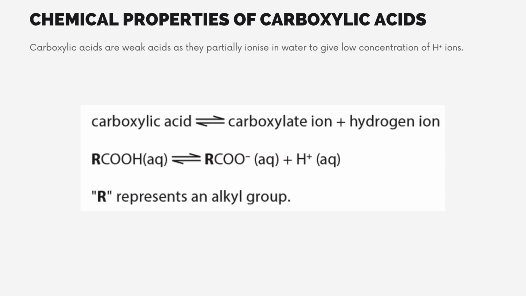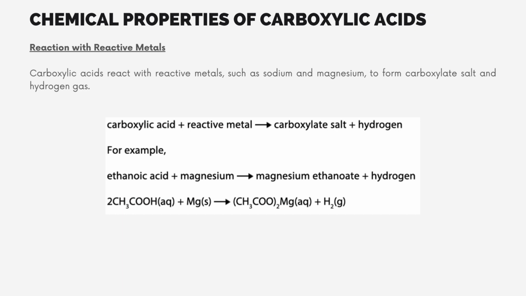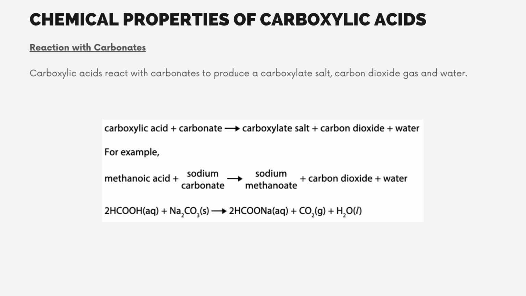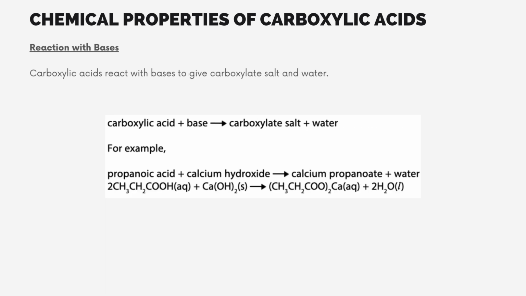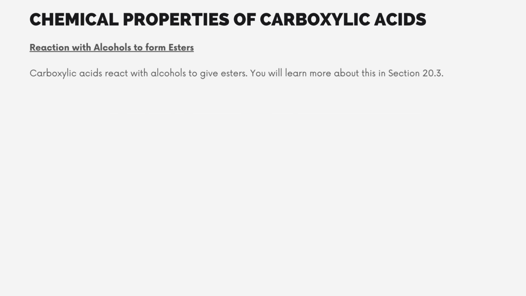Carboxylic acids are weak acids. They partially ionize in water to form a carboxylate ion and a hydrogen ion. Like other acids, carboxylic acids also react with reactive metals, carbonates, and base. In these reactions, the carboxylic acids exhibited the characteristic chemical properties of acids. Lastly, carboxylic acids react with alcohols to form esters as mentioned previously.